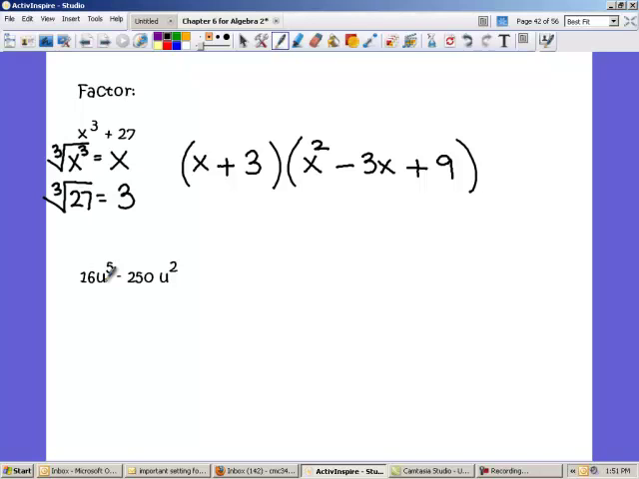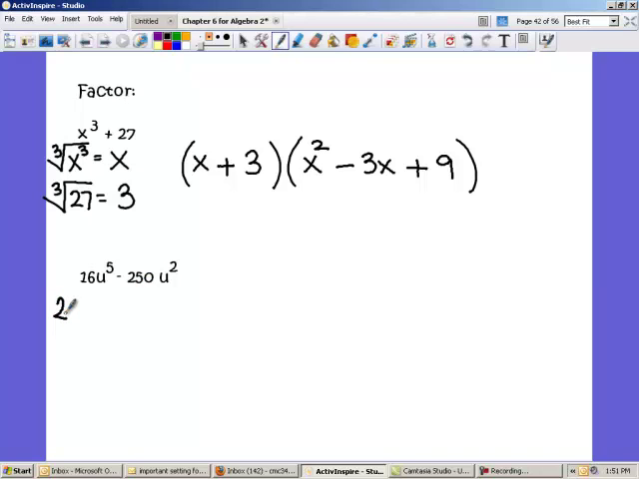So when we do this, we're going to have to do the next one. So 2. 16 divided by 2 is 8. 250 divided by 2 is 125. So this one works. So the highest common multiple that 16 and 250 have is 2. So I'm going to pull that out.